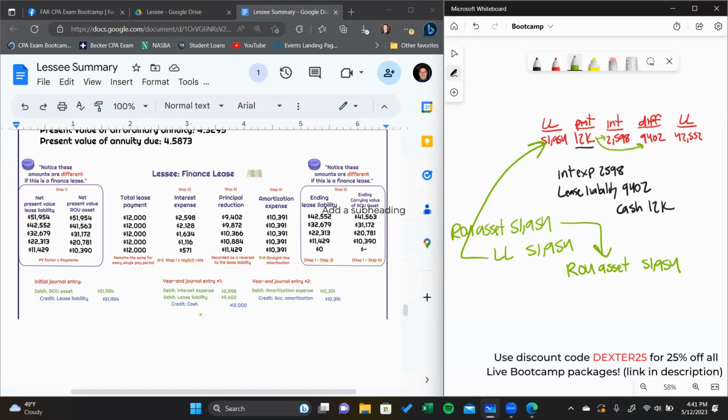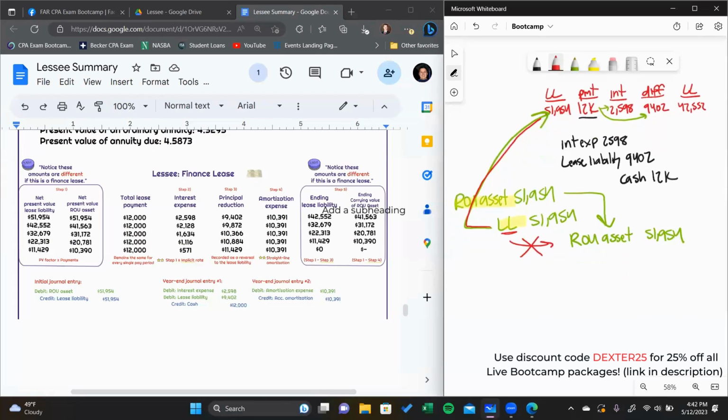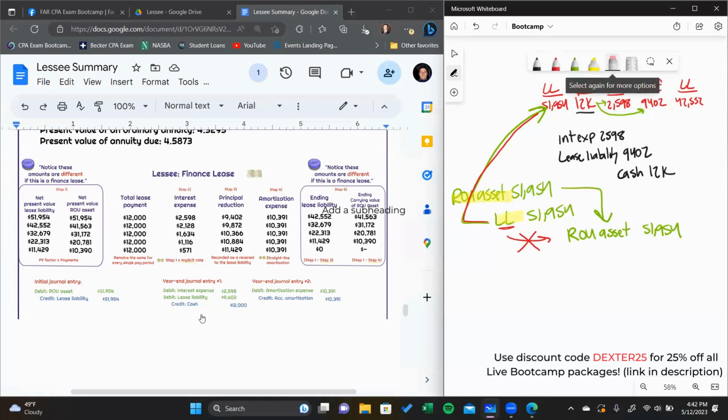Like I said, in 90% of cases, and I'm pretty sure in every question you'll see, these two are always going to be the same values. But if for whatever reason they weren't, you don't want to use your lease liability for calculating amortization, because we amortize the asset, not the liability, and we calculate interest expense based off of the liability, not the asset. I don't think that's a huge problem, but it's worth pointing out, just in case they get tricky.